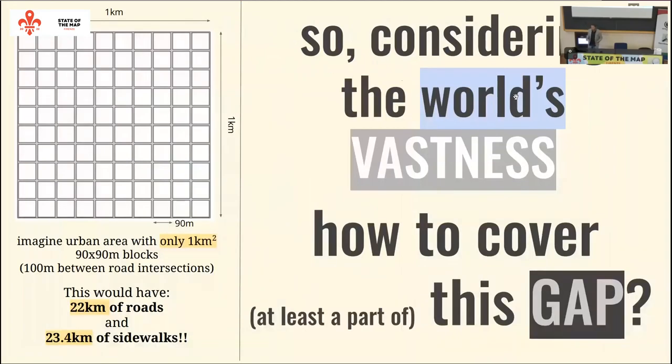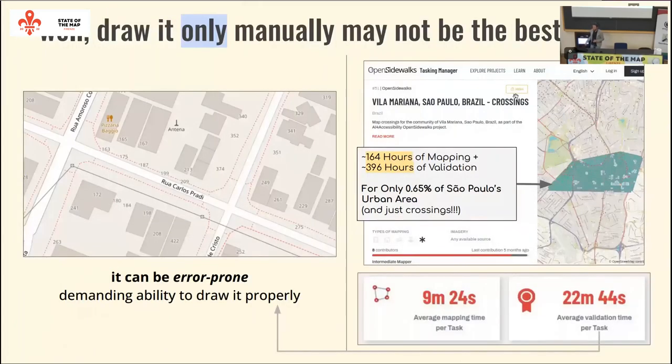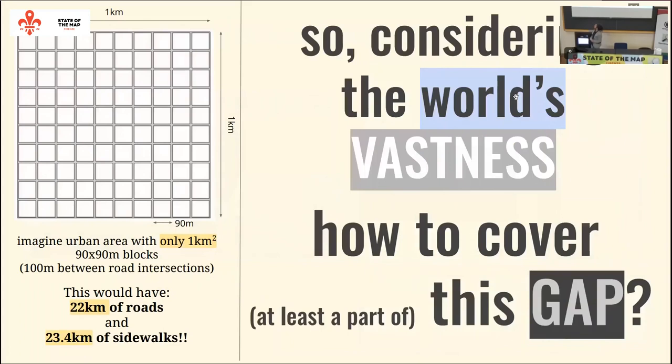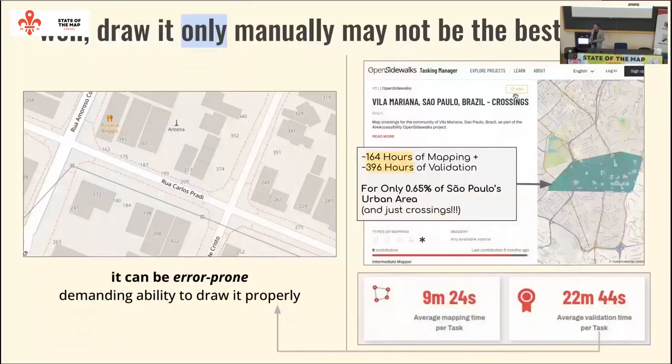So then, considering the world's vastness, how do we cover this gap? If we consider an urban area of only 1 square kilometer, with 90 by 90 meter blocks, this scenario has 23.5 kilometers of sidewalks. So imagine a whole city of kilometers and kilometers of extent. Thinking about the vastness of the world, drawing it only manually may not be the best idea.